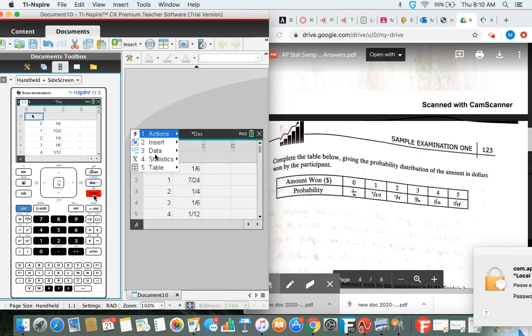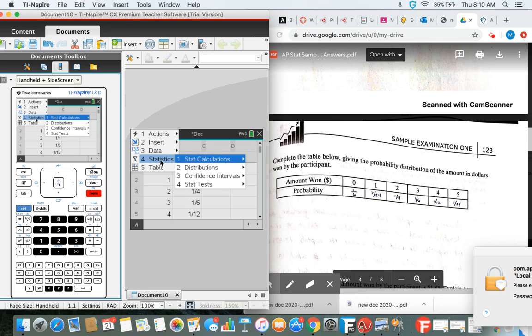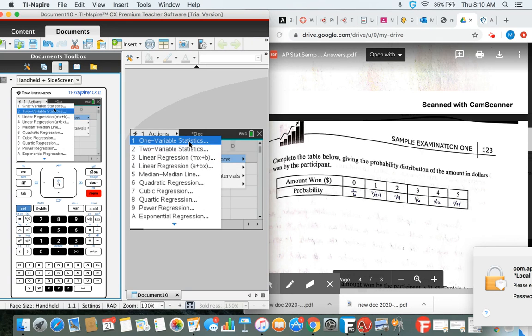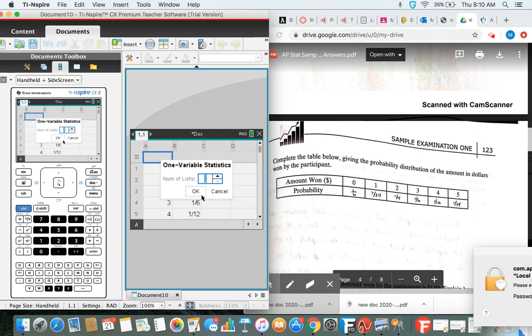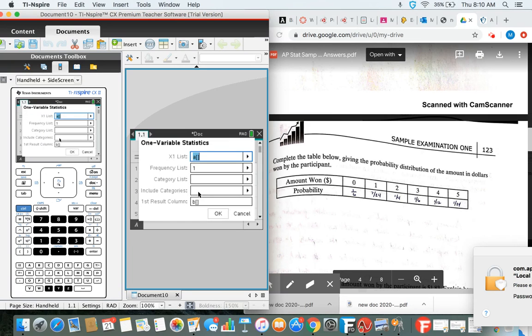Okay, we're now going to do menu, statistics, calculations, one variable statistics. We have one list here, okay, and that list is in column A. Column B is our frequency list, all right? And most of the time, if you were doing something like this, each event would occur once. But in this case, each one of them occurs a certain proportion of the time. So frequency is going to be in column B.